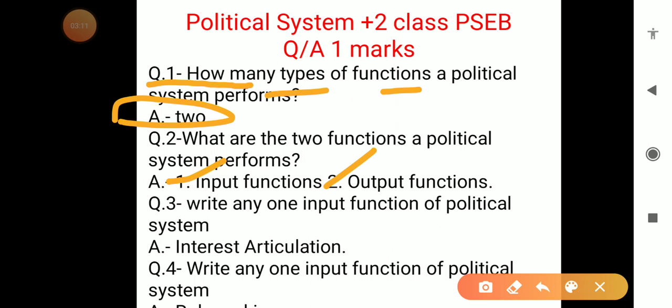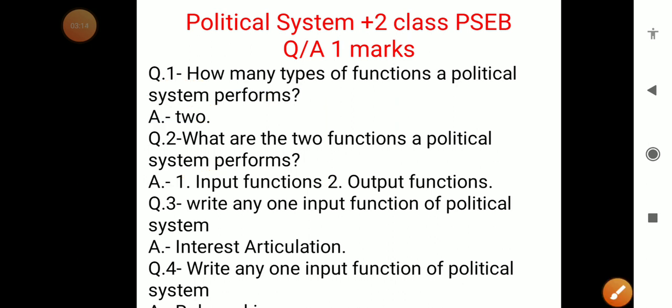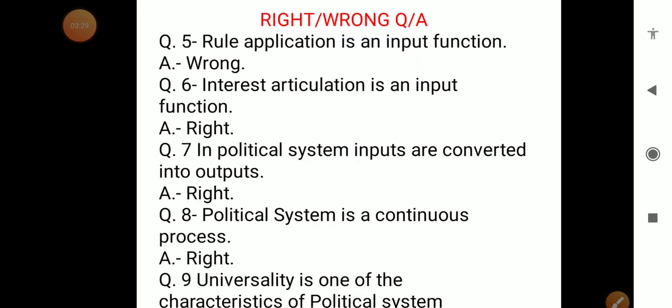And then write any one input function of political system. And if we talk about output function, write any one output function of political system. So it can be rule making function.